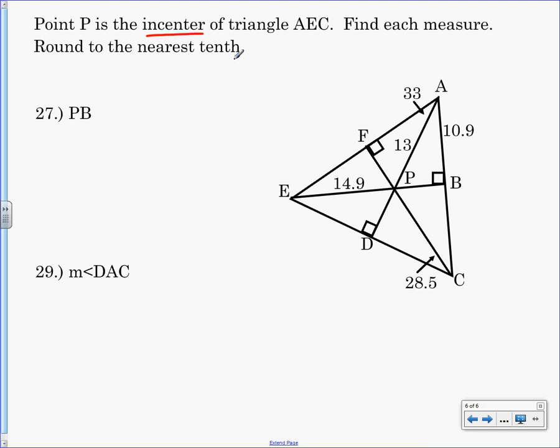Incenter is the point of concurrency of what? It's where what's meet? The angle bisectors meet. So I know that P is where the angle bisectors meet. So I know this is the same as this. This is the same as this, and this is the same as this. Do you guys see that one word, incenter, gave me all that information? Okay? And you can use three arcs if you want to. If that's not confusing to you, that's fine. It's the same as what I did.